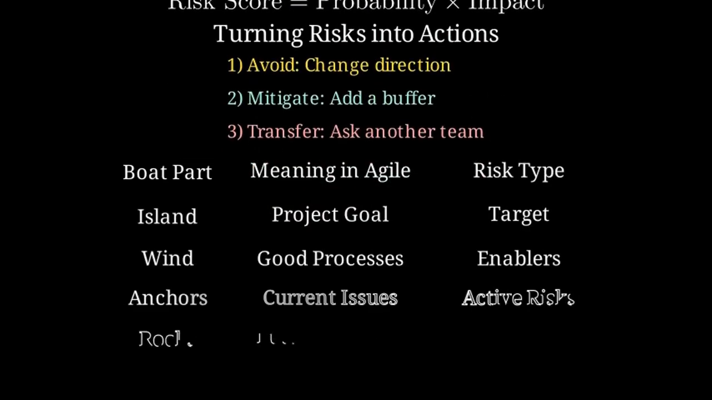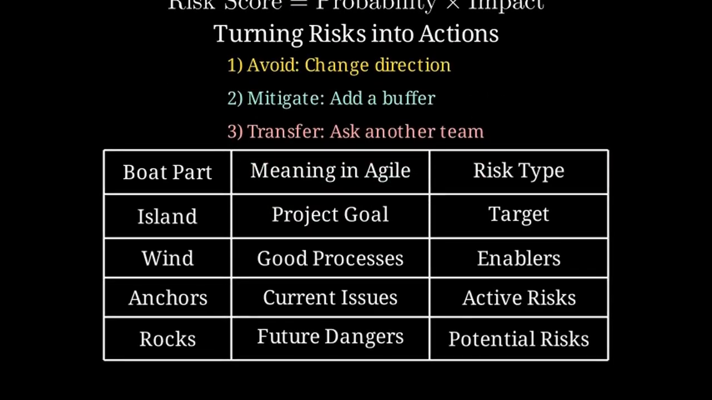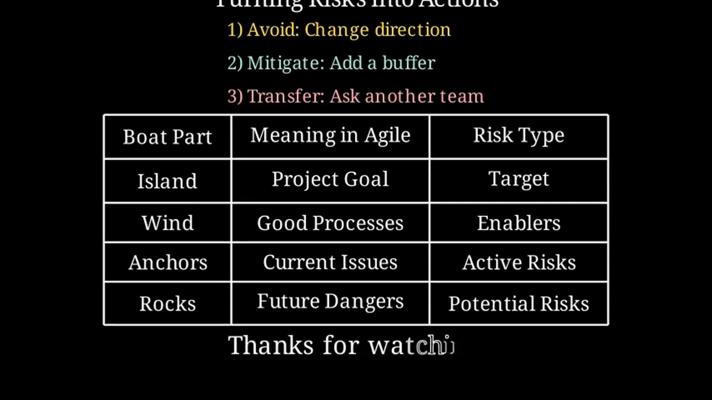Here is a summary table connecting each boat part to its agile meaning. Using the speedboat makes risks easy to see, just like reading a map of the ocean.